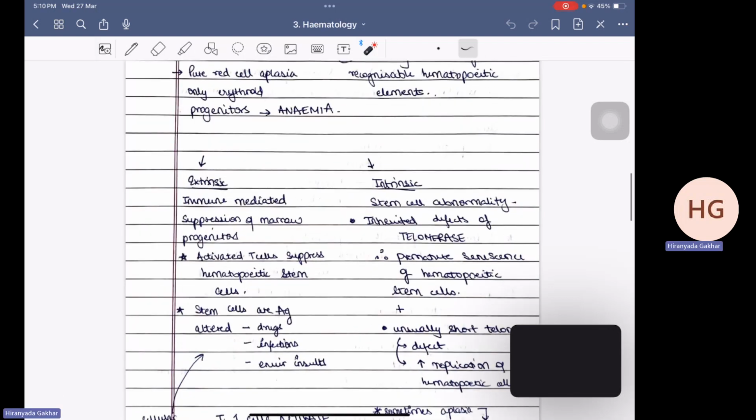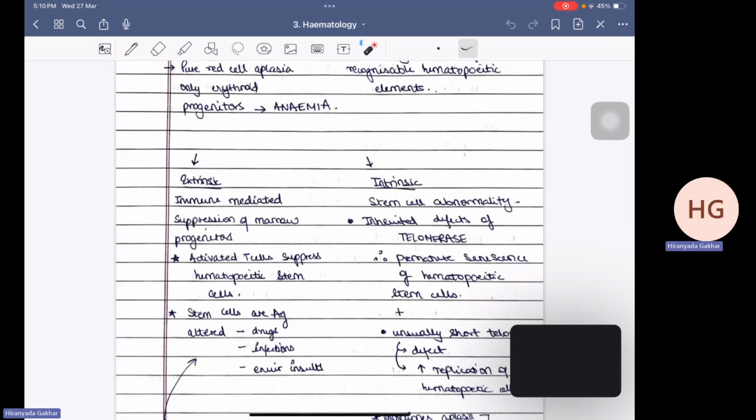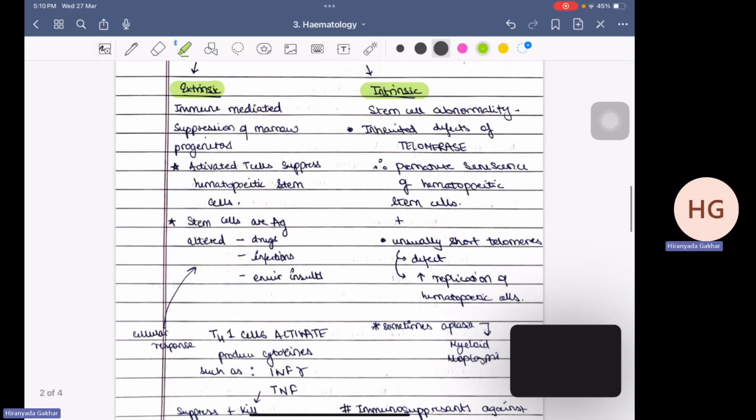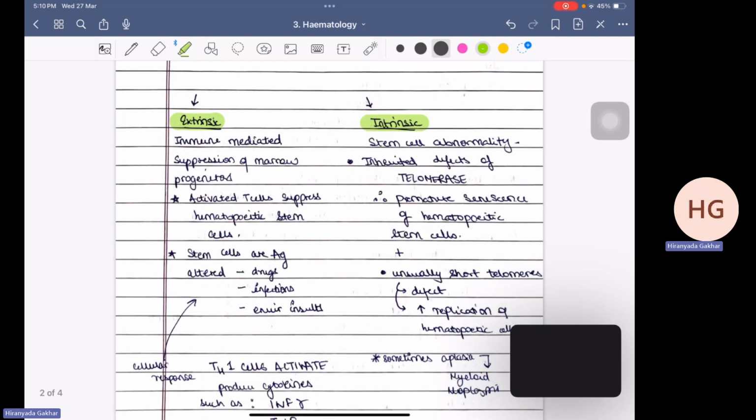Now, aplastic anemia can be classified into two types, the extrinsic one and the intrinsic one. Focusing first on the extrinsic one, over here we see that it is an immune mediated bone marrow suppression. So, because of something external and not essentially due to a problem with the bone marrow. So, immune mediated. What happens is that the activated T cells suppress the hematopoietic stem cells.